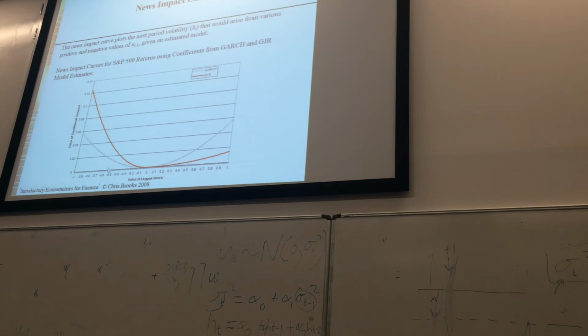The standard Garch model is symmetrical. Okay, so positive and negative returns, or positive and negative shocks, they both affect the variance the following day in the same way. But with the GJR, you see positive shocks don't really have as big an effect on volatility the next day.